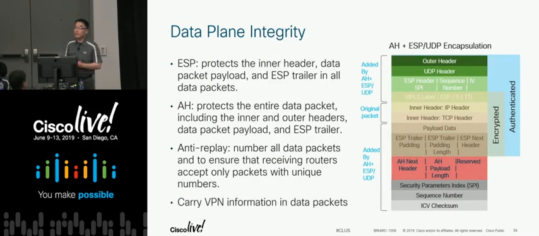Data plane integrity. So the ESP, encapsulating security payload, is going to protect the inner header and the data payload. The authentication header is going to be used to protect the entire data packet, including both inner and outer headers and the payload. And the anti-replay is going to make sure there's a unique sequence number generated for each packet, and the receiver is going to make sure it only accepts packets with unique sequence numbers. And the VPN label is used to identify the VPN membership of the packet.